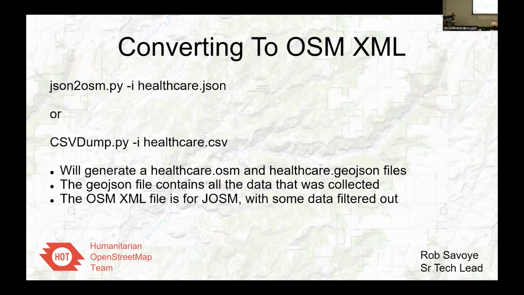Here's where it gets more fun. So when I've downloaded the output, the submission, I have 2 different programs. The older program, CSV dump, takes a CSV file as input, and then it generates the output files. The newer program, the JSON to OSM, generates it.